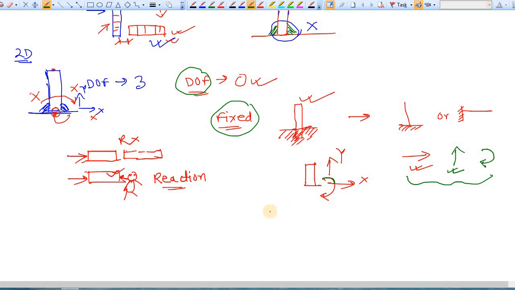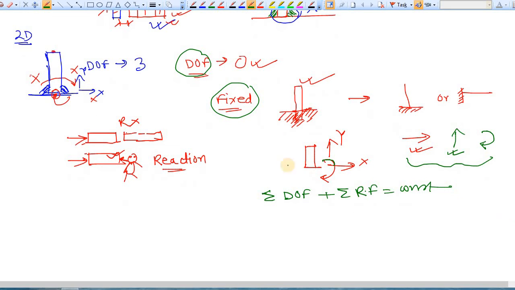So always the summation of degrees of freedom and the summation of reactive forces is constant. Initially the degree of freedom was 3, reactive force was 0, so it was 3. Now the degree of freedom has become 0 and reactive forces are 1, 2, 3, so it is 3.